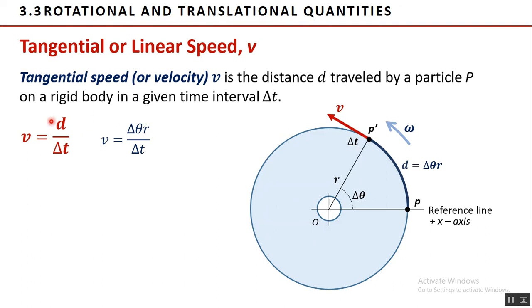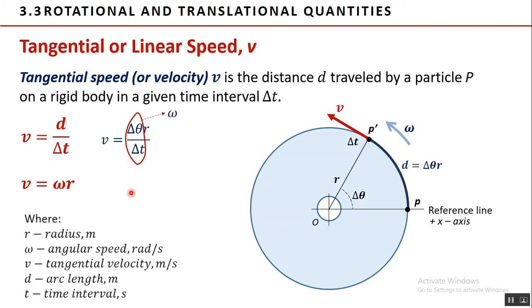We knew that the expression delta theta over delta t is the constant angular speed of the disk. Therefore, the tangential speed v is also expressed as the angular speed times the radius. Remember that when using this formula, the angular speed must be expressed in radians per second, so that the tangential velocity will be in meters per second, as long as the unit of radius is in meters.